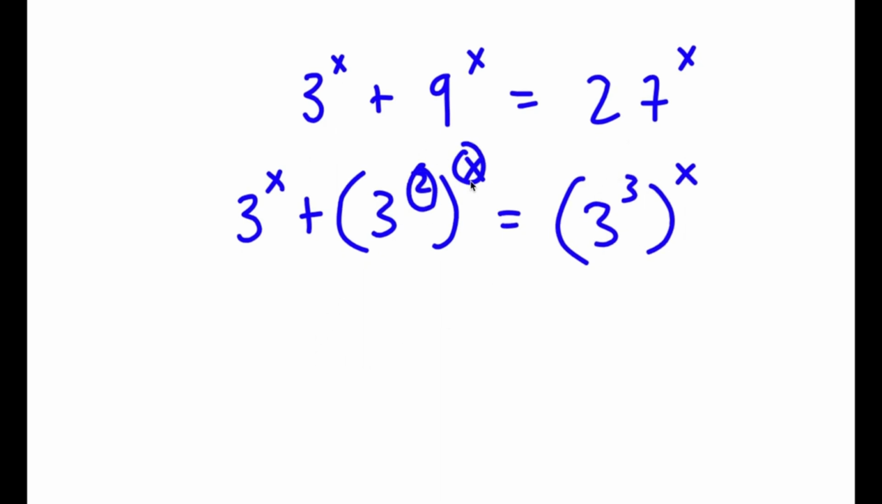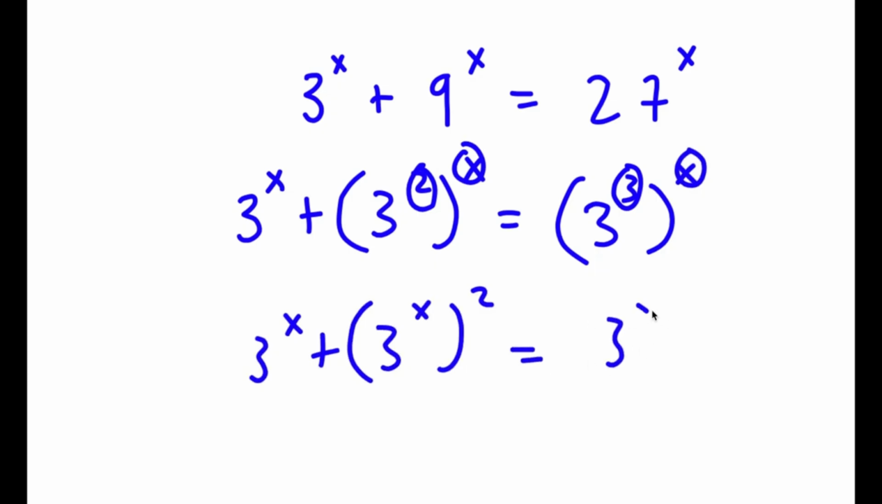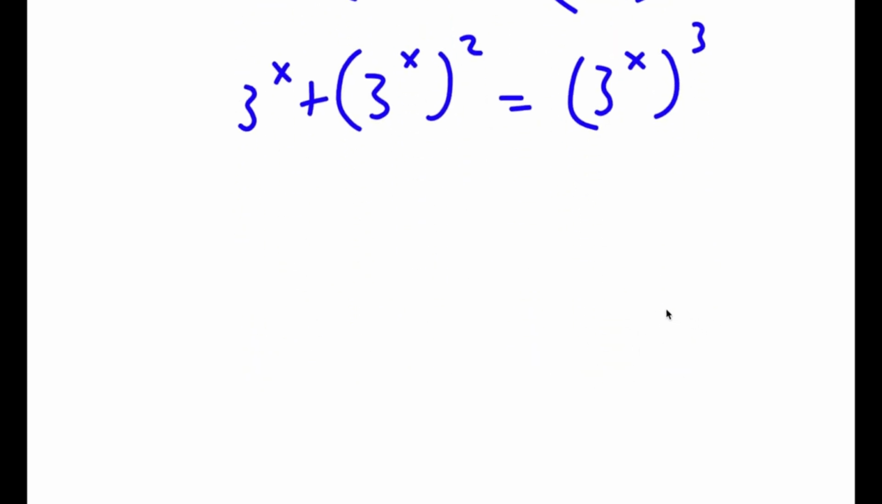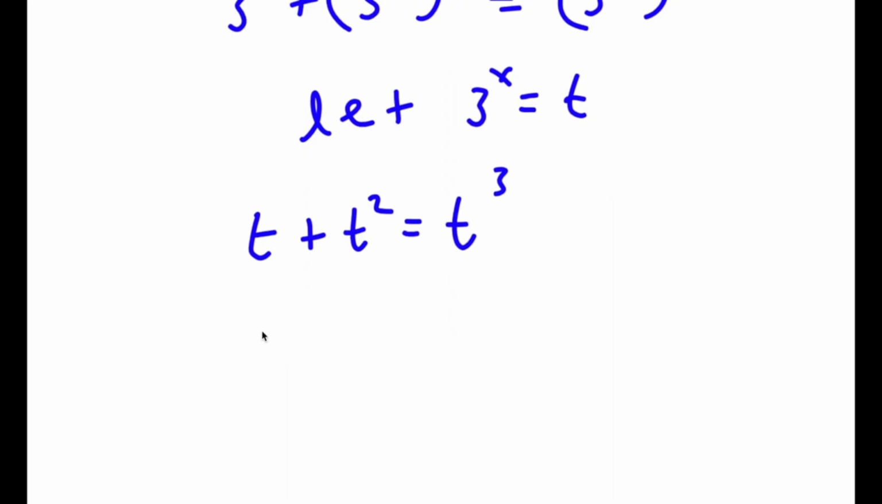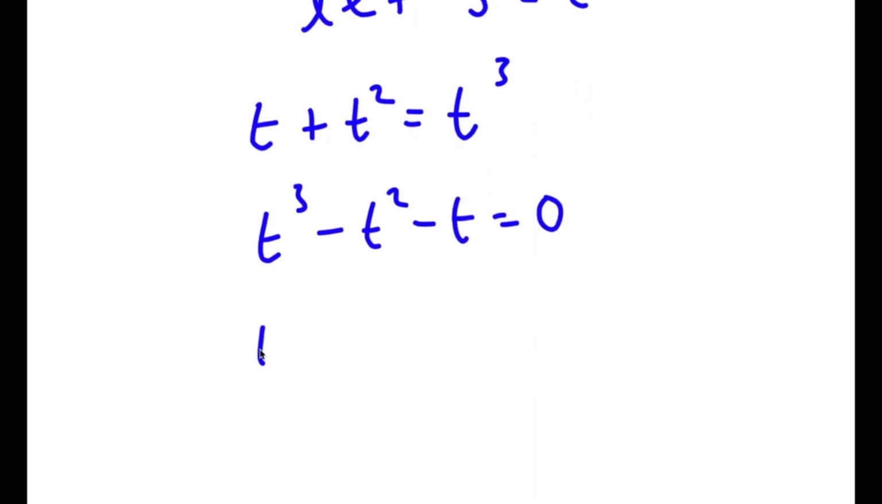Now I can actually switch the places of these two as well as these two. So now I'm going to have 3 to the power of x plus 3 to the power of x squared is equal to 3 to the power of x to the power of 3. Now if I let 3 to the power of x equal to the variable t, I'll have t plus t squared is equal to t to the power of 3. So now if I rewrite this, I can have t to the power of 3 minus t squared minus t is equal to 0. Now if I factor out t from this, I get t times t squared minus t minus 1 is equal to 0.